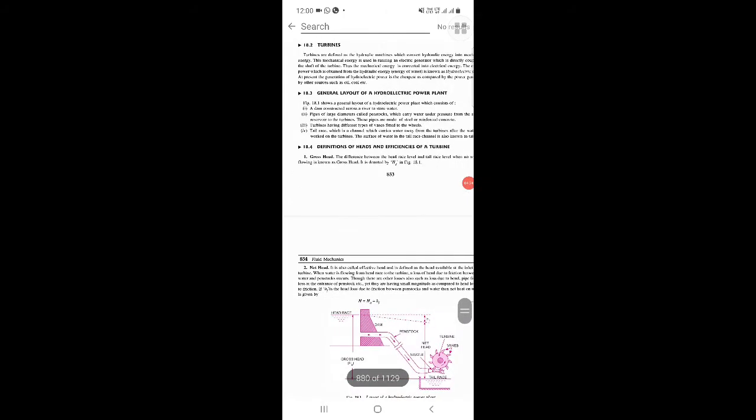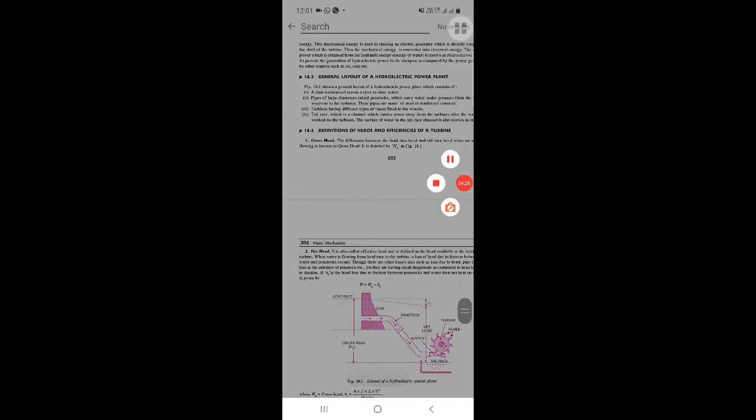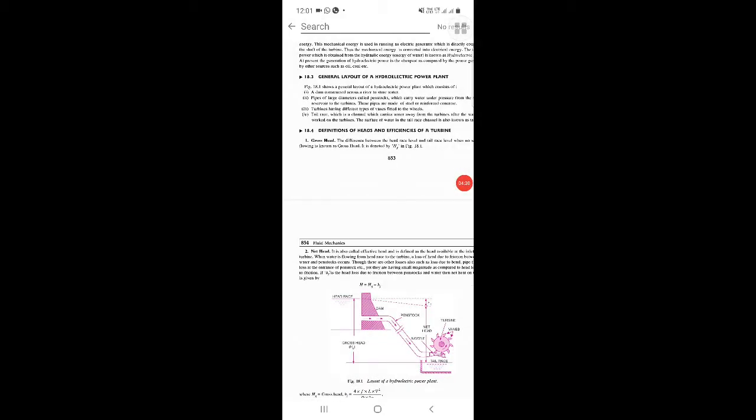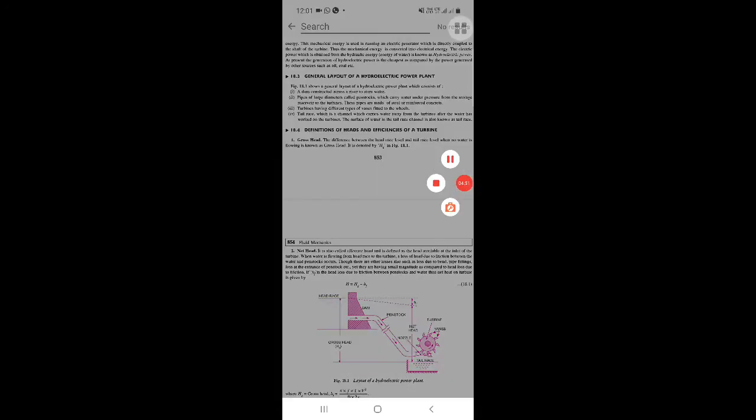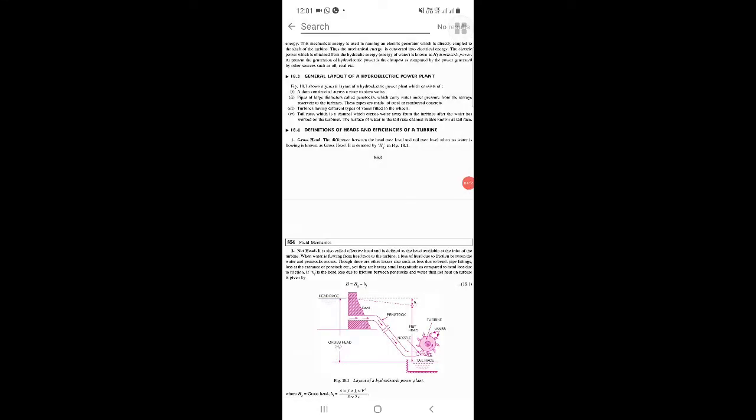So the figure shows the layout of a hydroelectric power plant. It consists of a dam across the river to store the water. Next is a pipe with large diameter called the penstock, which carries the water from the reservoir to the turbine. These pipes are made of steel and concrete. The turbine has different types of vanes fitted to the wheels.